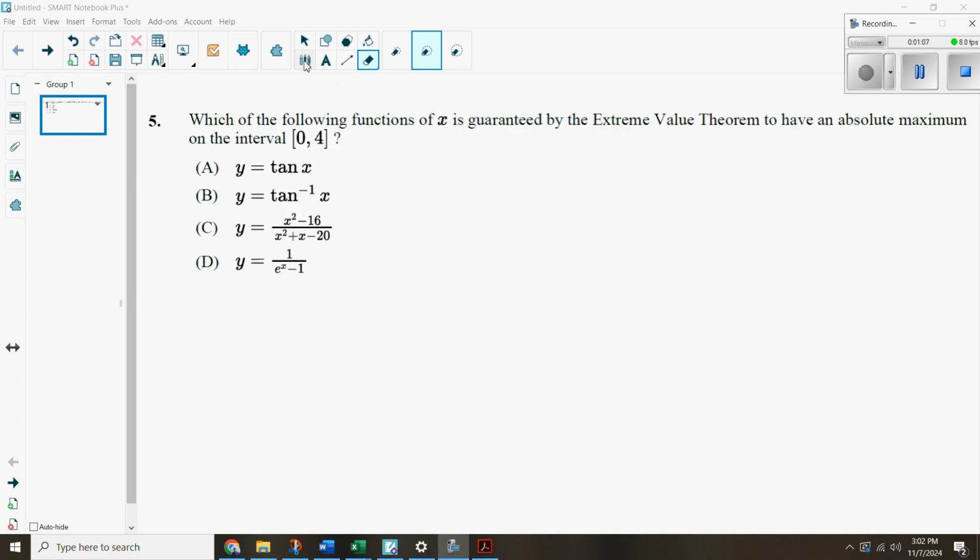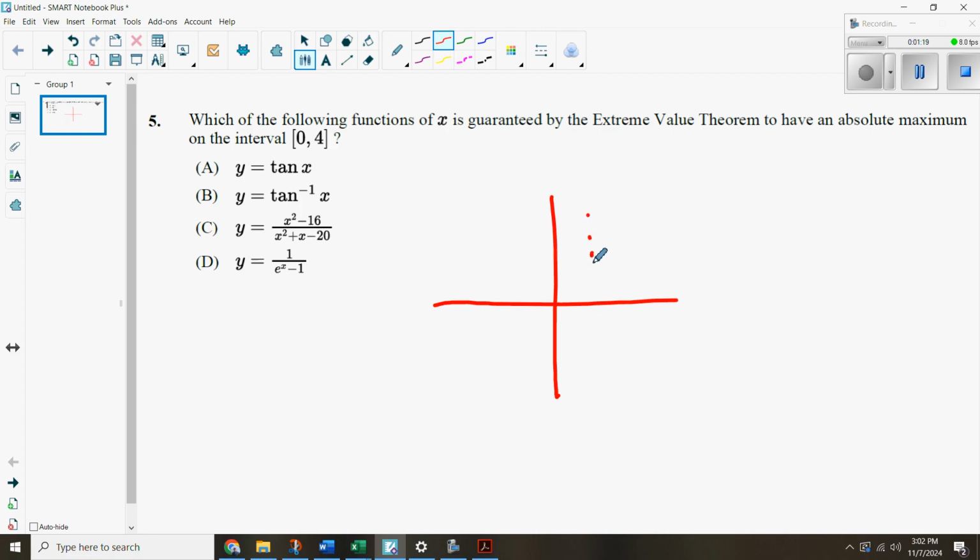Let's take a quick walk through the incorrect choices. The first one is A, tangent x. Well, we know what the graph of tangent looks like. Here's the xy axis, and at every odd integer multiple of pi over 2, we have a vertical asymptote. So it is not continuous over the interval 0 to 4, 3 pi over 2. That might be less than 3 pi. I'm not sure where 4 would be, but it's certainly pi over 2 is within that interval, so it is not continuous. So A is gone.